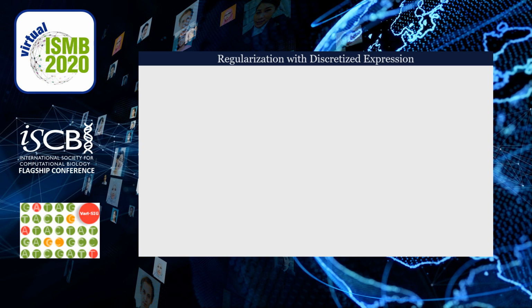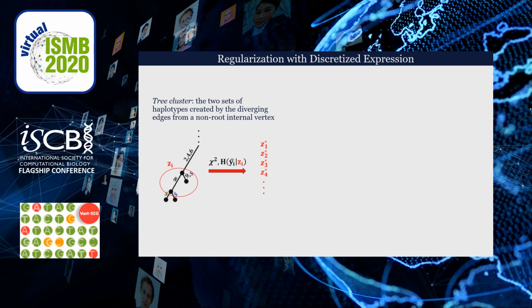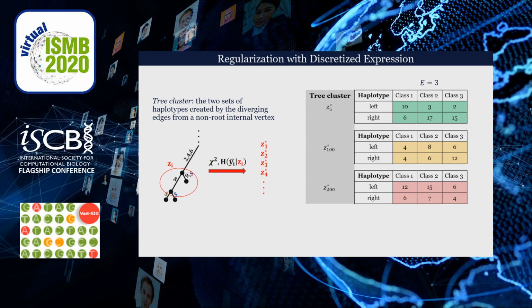So we have our candidate tracks, but how do we select those that are informative with respect to expression? So first we define this idea of tree clusters. These are the two sets of haplotypes diverging from a non-root internal node. We rank these tree clusters by their ability to separate expression classes. Here's a toy example with contingency tables for a highly informative tree cluster, this is Z5, a not so informative tree cluster, Z sub 100, and an uninformative tree cluster, Z sub 200. We can confirm this visually, but in practice we use a chi-square test and a conditional entropy to evaluate the clusters.